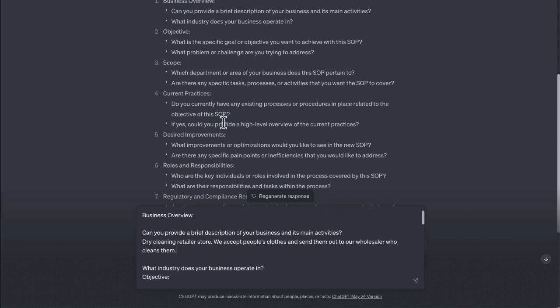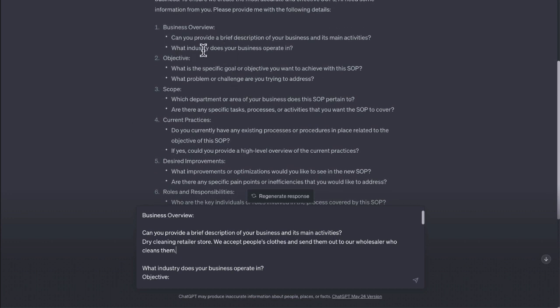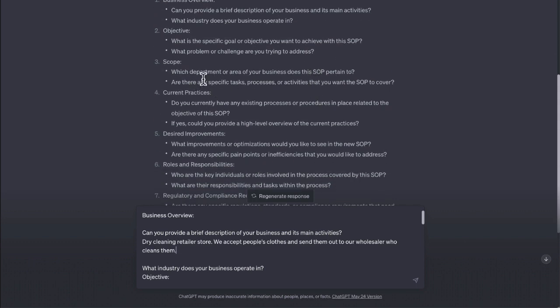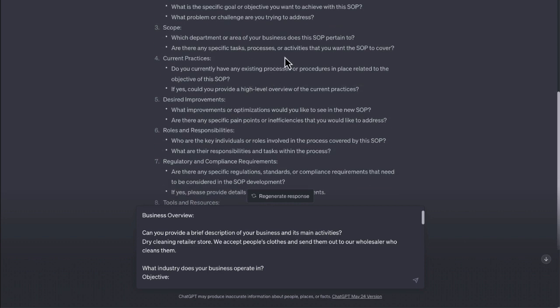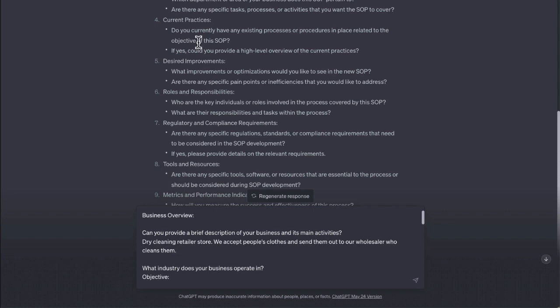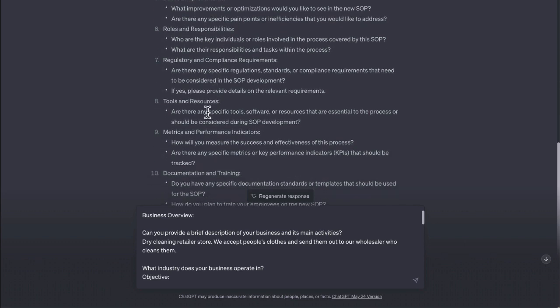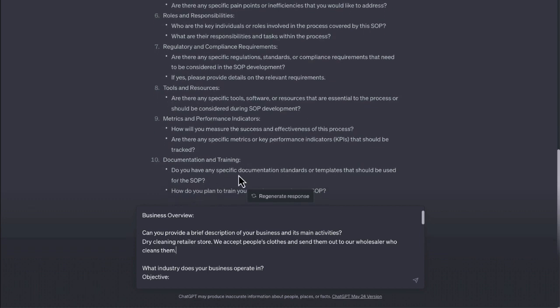So let's look at the types of questions that it's asking, because it's asking a bunch of different things. So what industry does your business operate in? You know, that's going to be pretty obvious. What is the specific goal or objective you want to achieve with this SOP? What problem or challenge are you trying to solve or address? Which department or area of business does this SOP pertain to? Are there any specific tasks, processes, or activities that you want the SOP to cover? Do you currently have any existing processes or procedures in place related to the objective or this SOP? If yes, could you provide a high-level overview of the current practices? Desired involvement, roles and responsibilities, regulatory and compliance. I mean, this is pretty darn thorough, if you can imagine, trying to come up with all of this stuff yourself. So it's really quite effective at guiding us through all of this.